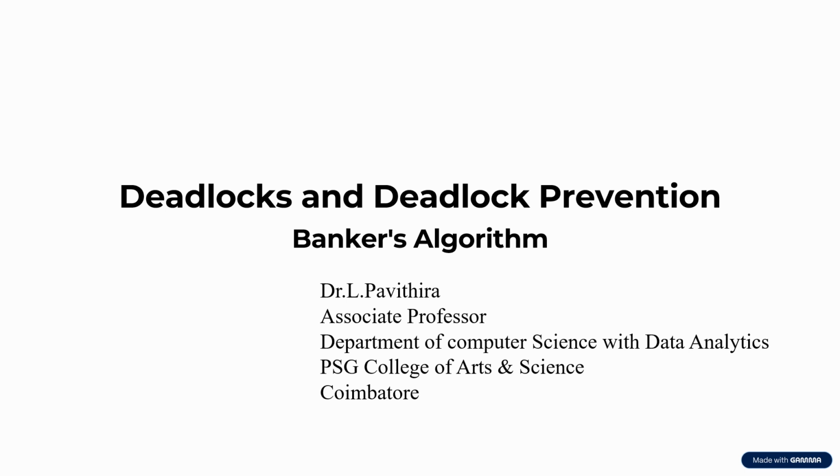The four main necessary conditions for deadlock are that deadlock can occur only when all four of the following conditions exist simultaneously. Number one, mutual exclusion. The second one, hold and wait. Third one, no preemption. And the fourth one, circular wait. Mutual exclusion means at least one resource must be non-shareable. Only one process can use that resource at a time. For example, a printer may be assigned to only one process at a time.